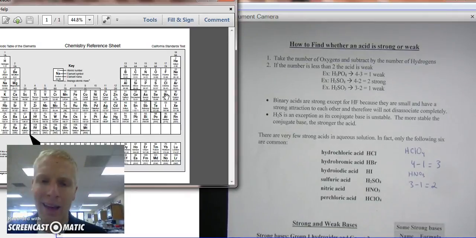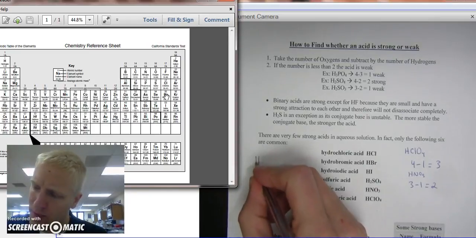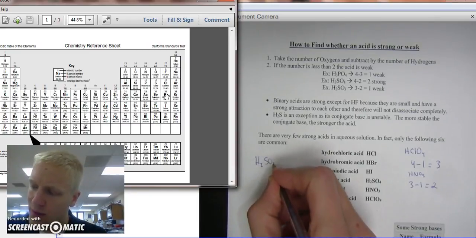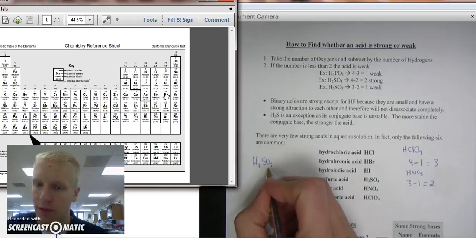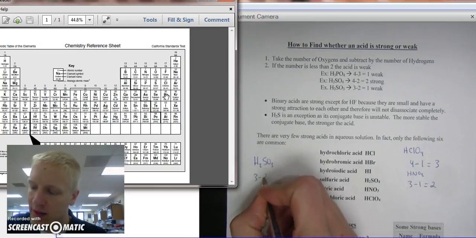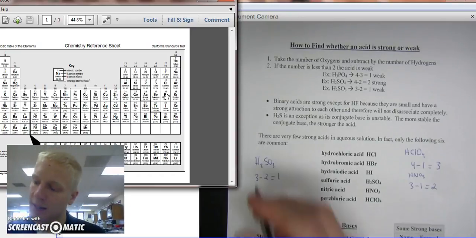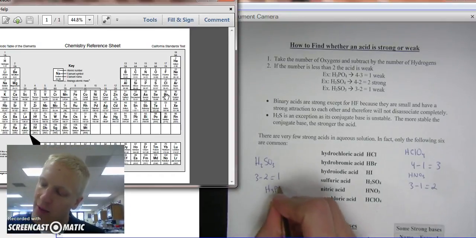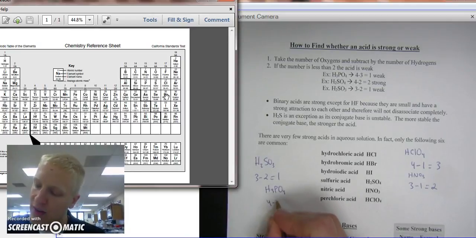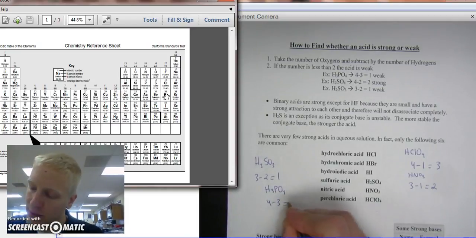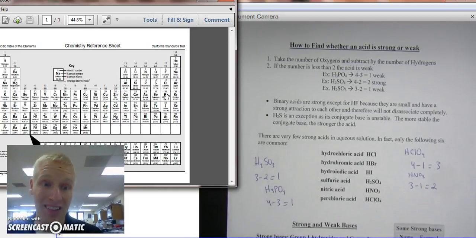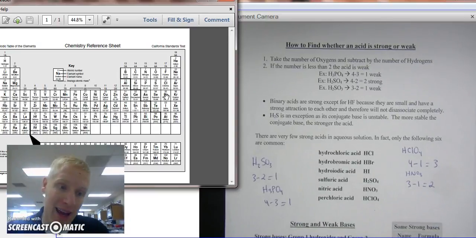Looking at a weak acid, so looking at a weak one, why don't we do H2SO3? We have 3 oxygens minus 2 hydrogens equals 1. Is that less than 2? Yes, therefore it's weak. One more, H3PO4, 4 oxygens minus 3 hydrogens equals 1. That is also less than 2, therefore it is a weak acid. That is strong and weak acids.